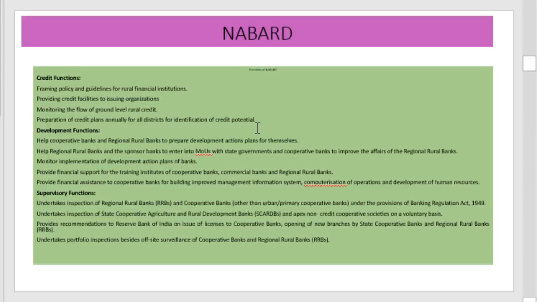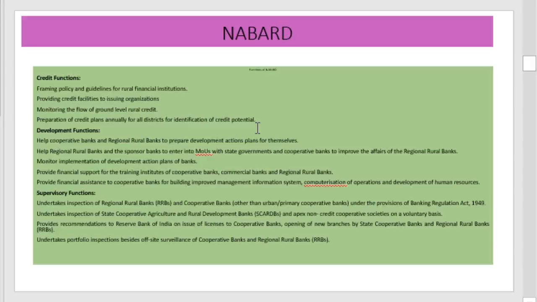The development functions mainly include financial assistance to regional rural banks and cooperative banks, especially for their development, as well as providing information and facilities for computerization of operations and the development of human resources. They also monitor the implementation of development plans. All this comes under the development role of Nabard.